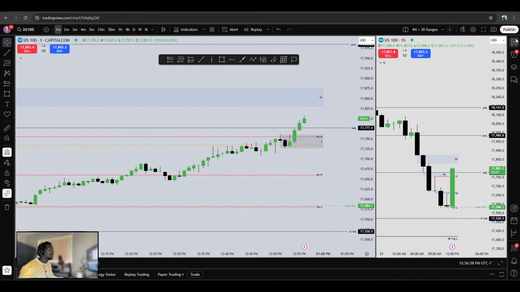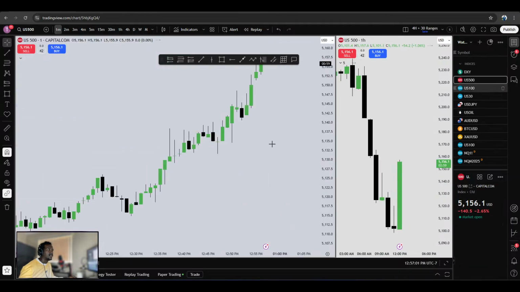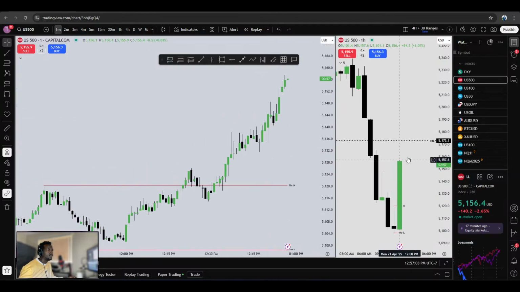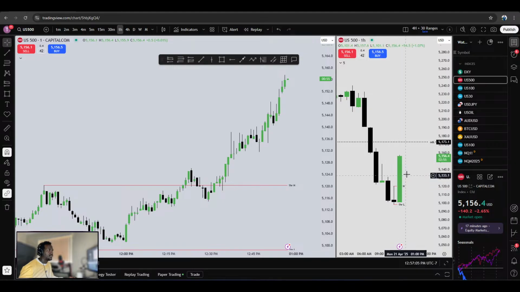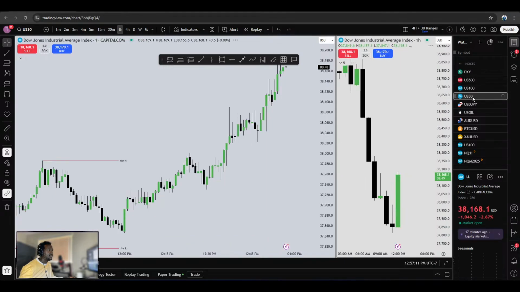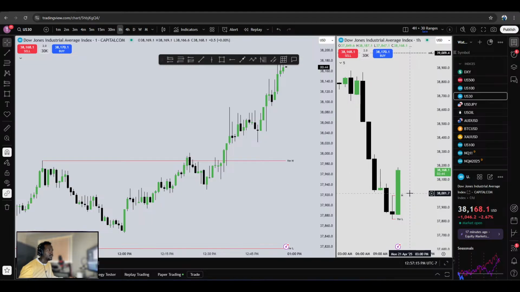Let's go see what these other guys are doing. US100. Same thing. They're just shooting up. So that was a swing low right there. US30. Same thing.